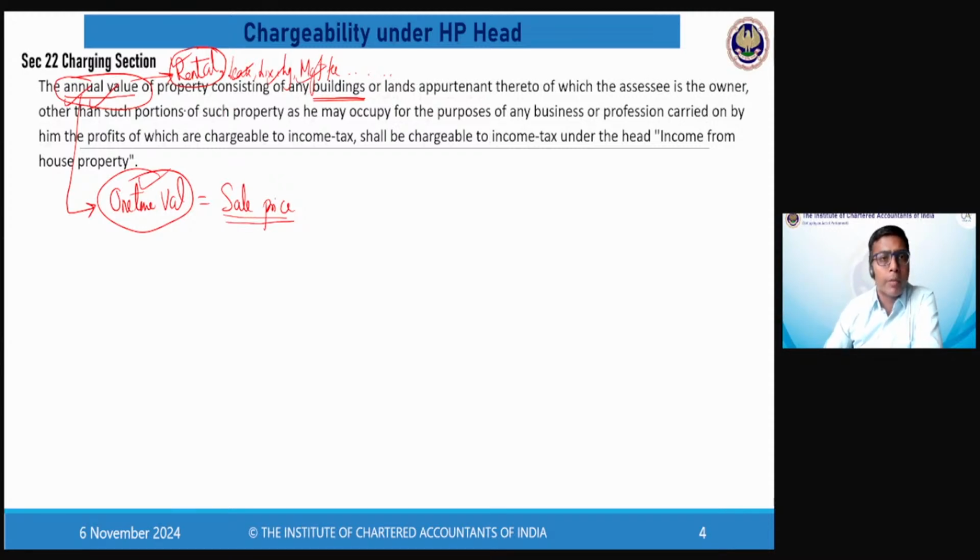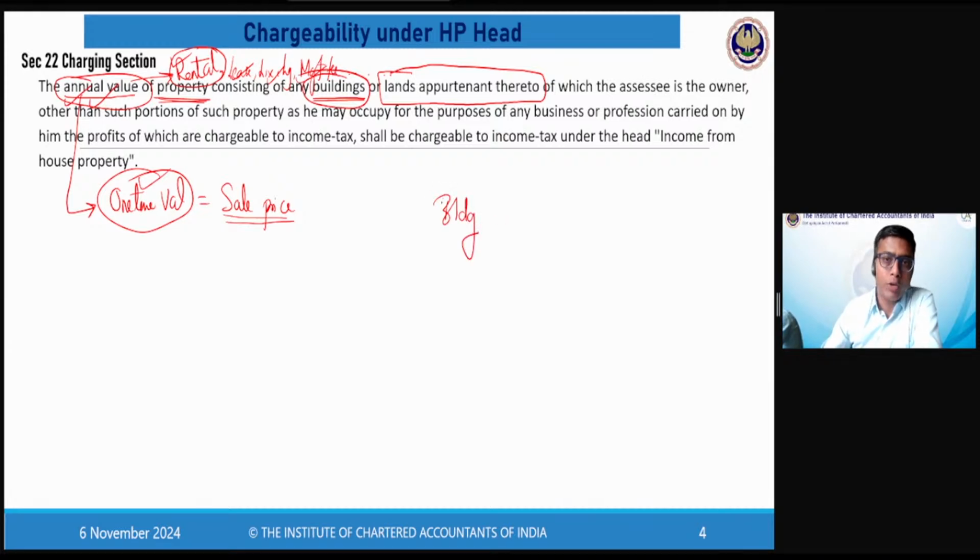Now, further. So what does the charging section say? They will tax what? Annual value. I've explained what it means. Annual value of what? Of property which consists of buildings or land which is appurtenant to the building. Now here we have to analyze certain things. So firstly, buildings are covered, or annual value of buildings are covered, and then land appurtenant to building.